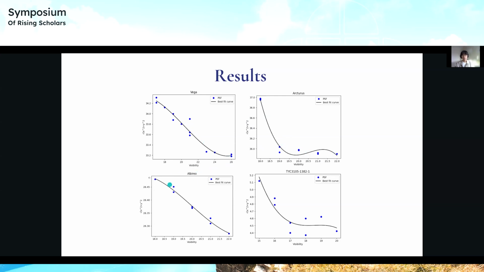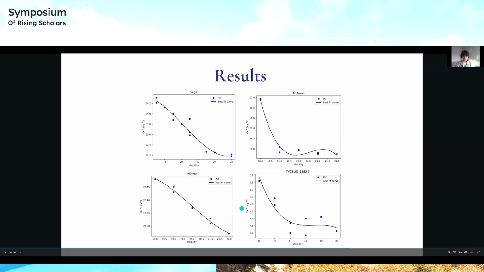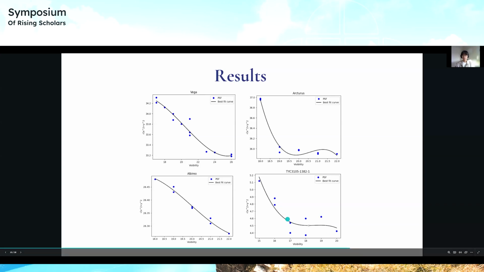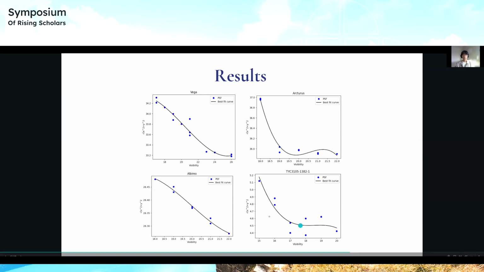And for Albireo, there actually wasn't much of a flattening off here. And this might be due to the fact that it's a binary star system. It is mostly a linear graph, as you can see. Now, for the final smaller star, you see a pattern that resembles that of Vega and Arcturus. However, the data points that you see here are a lot more erratic and volatile compared to Vega, Arcturus, and Albireo, which I'll get to in my data analysis section.